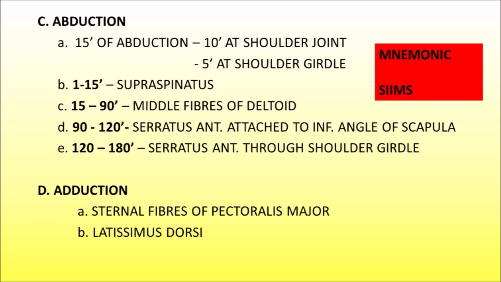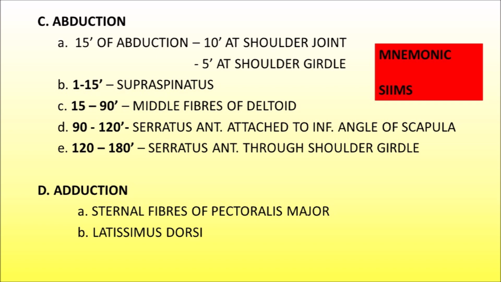For every 15 degrees of abduction, 10 degrees occur at the shoulder joint and 5 at the shoulder girdle. 0 to 15 degrees is by the supraspinatus, 15 to 90 degrees by the middle fibers of the deltoid, 90 to 120 degrees by the fibers of the serratus anterior attached to the inferior angle of the scapula, and the last 120 to 180 degrees is by the serratus anterior through the shoulder girdle.